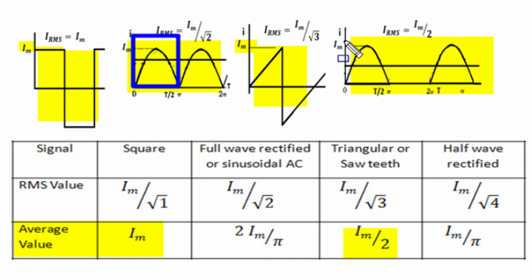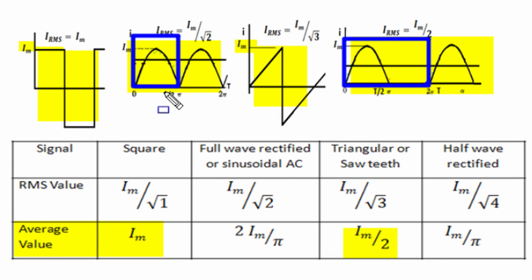And for half wave rectified output for full cycle, the average value is half of full wave rectified output. So for half wave rectified output, average value is Im by pi. And if we see the RMS value of these waves, then for square, since magnitude is constant as Im, its RMS value is Im.